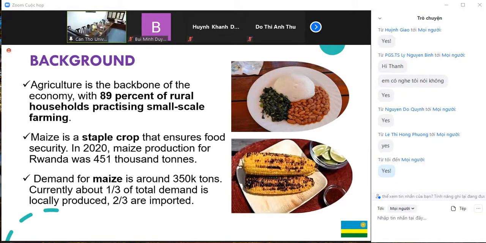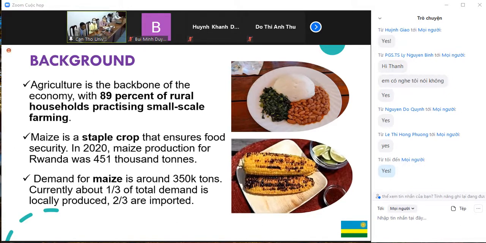In 2020, maize production for Rwanda was 451,000 tons, but we still have a demand of 350 tons. One third of the total demand is locally produced, but we still have to import two thirds. The other part of the demand has to be imported from abroad.